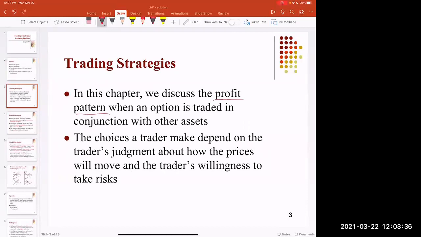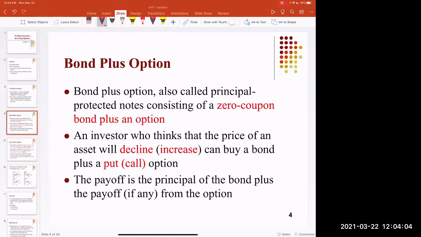Profit pattern when an option is traded in conjunction with other assets. Other assets could be stock, could be bonds, could be options. The choice a trader makes depends on the trader's judgment about how the price will move and the trader's willingness to take a risk. So when the stock price is gonna go up, the trader might think about the call, right? If it's going down, they're gonna think about the put, okay?